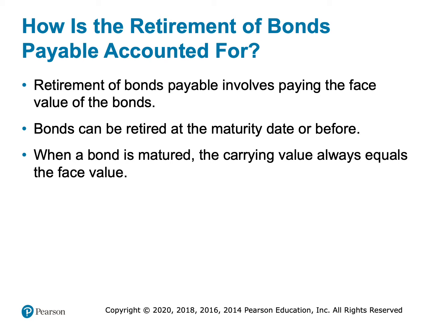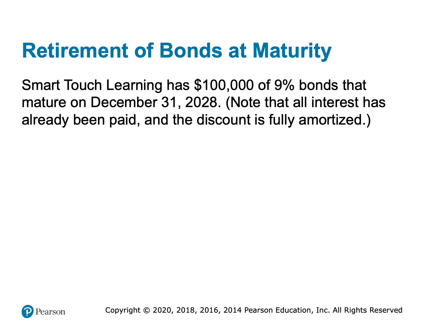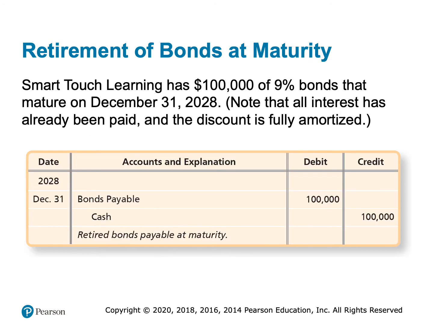So remember that bonds payable has been sitting over here with a credit balance of 100,000. We haven't touched the bonds payable account since we issued the bonds 5 years ago. So to pay off the bonds payable, I'm going to just debit bonds payable, credit cash for 100,000.